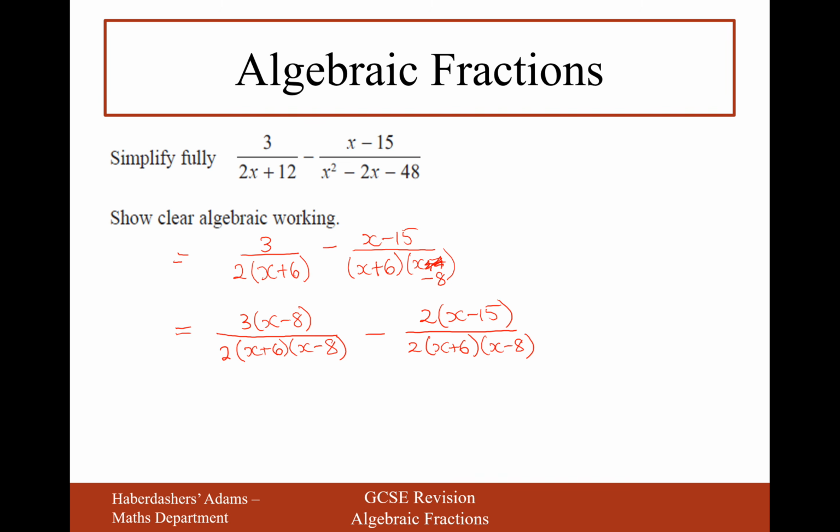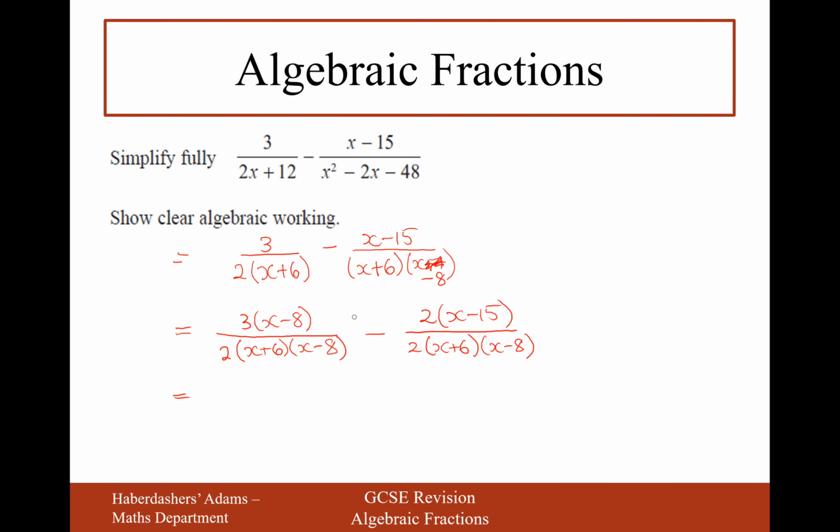So you can see now I've got a common denominator between the two fractions. x plus 6 was already in common between the two. On the left-hand one I needed to multiply by x minus 8, and on the right-hand one I needed to multiply by 2, and now they all have common denominators.